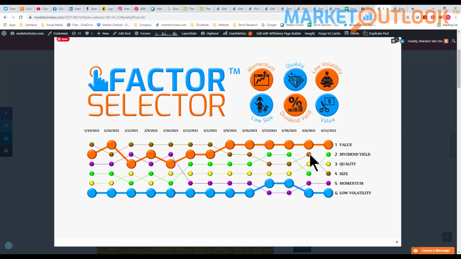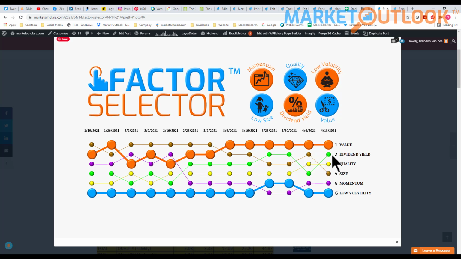If you track this brown ball backwards, you can see low size was once a leading factor in February, and now we're all the way down here to the number 4 slot. So keep your eye on that. That's some pretty intense deterioration that's taken place there in the low size category.